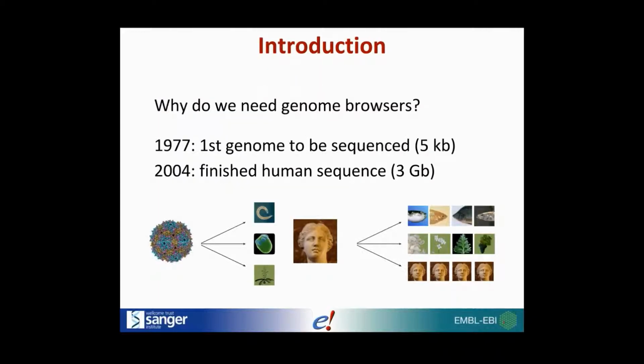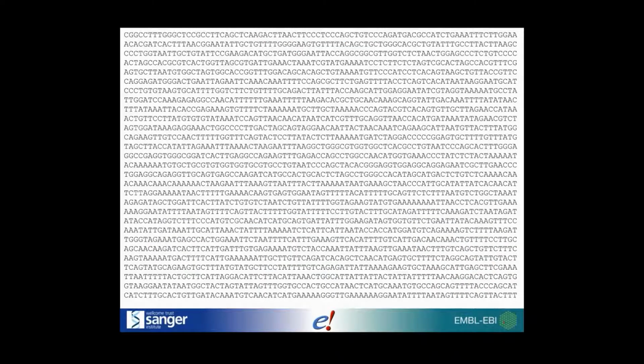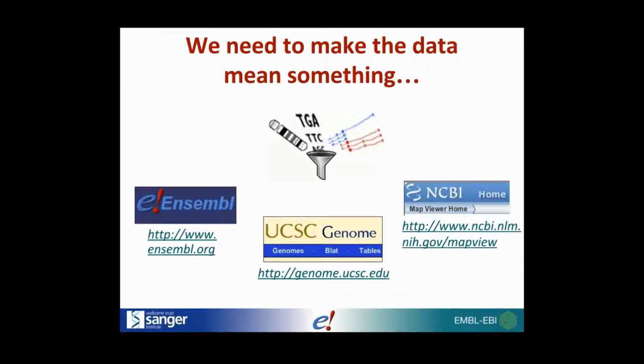Ensembl is a genome browser, and genome browsers are really important because they take sequencing data, which is very vast and is increasing at an exponential rate, and put it into a form that's easy to understand and easy to access. So you start with something like this, which in itself is utterly meaningless, and we make it mean something. There are three major genome browsers out there: ourselves, UCSC, and NCBI Map Viewer.